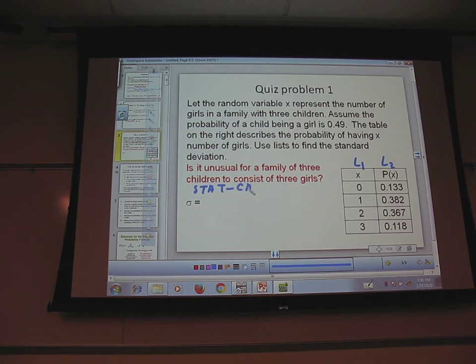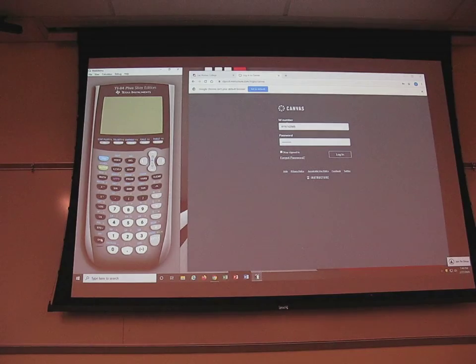Now, this is what I'd like you guys to show in your work on the exam. One bar stats, L1, L2, and then go ahead and do it. So here, you have stat edit. You've put your X's into list one, you put all the probabilities into list two, and then you've done stat, you arrow to the calc. One bar stats of, don't just hit enter here, because you have a list and a frequency. So you have to do second L1, comma, second L2.